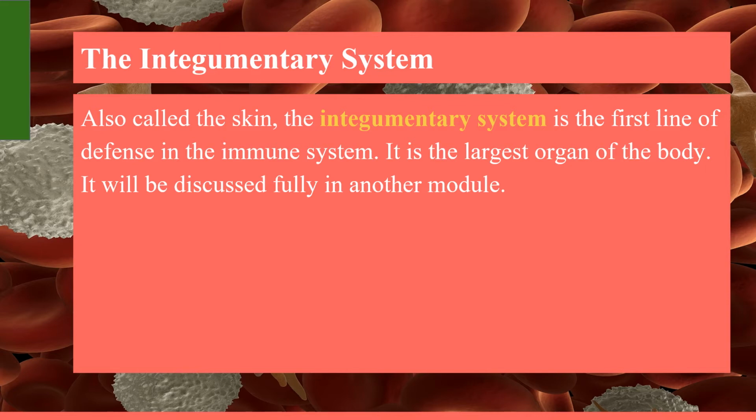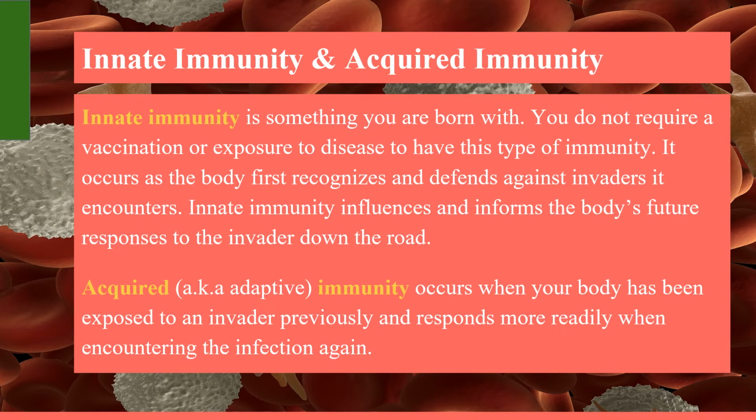The body produces a number of cells as part of the immune system, which are transported by the circulatory system to sites where they are needed. We will discuss some of the major features of the circulatory system shortly. Before we talk about the circulatory system, I want to mention that there are two kinds of immunity.